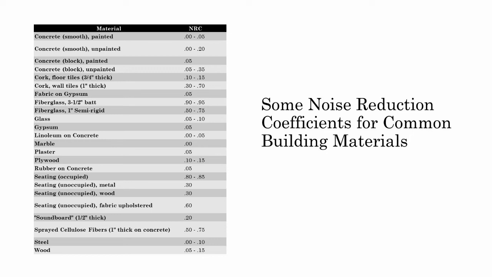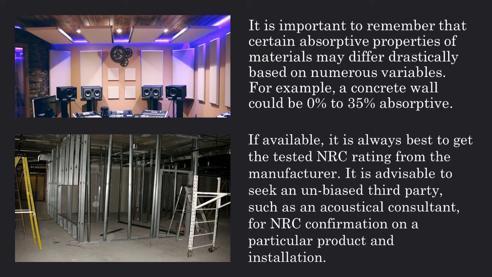So these ratings may not reflect the specific NRC for your particular material, depending on variables such as type, size, thickness, installation methods, and etc. It is important to remember that certain absorptive properties of materials may differ drastically based on numerous variables. For example, a concrete wall could be 0% to 35% absorptive. If available, it is always best to get the tested NRC rating from the manufacturer.